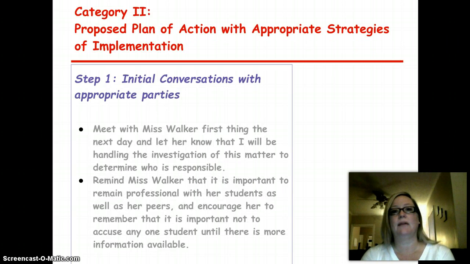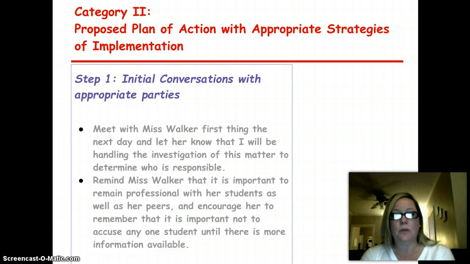So my proposed plan of action, step 1, I would have some initial conversations with appropriate parties. First, I would meet with Ms. Walker first thing the next morning and let her know that I would be handling the investigation from this point, and I would be looking to determine who was responsible for the email.